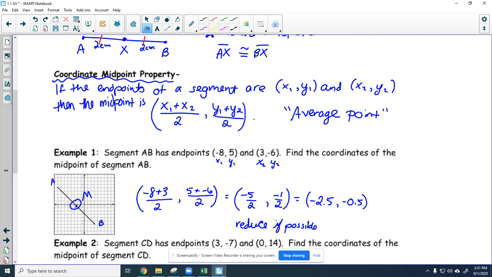Let me just back up. If we think of this as the average point, we're just taking the average of the x's. So we were at -8 and we were at 3. Halfway in between there is -2.5. Same thing, the average of our y's. We were up here at 5 and down here at -6. If we take the average of those, that's -0.5. So we really are just finding the average point.